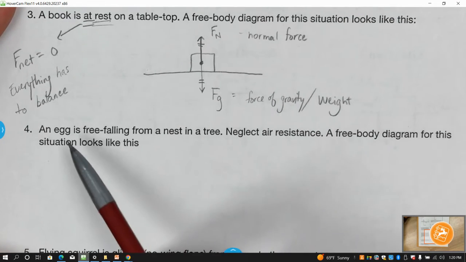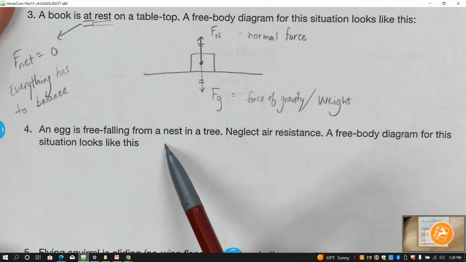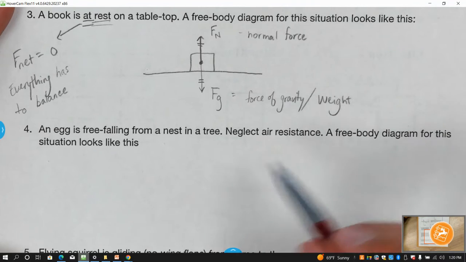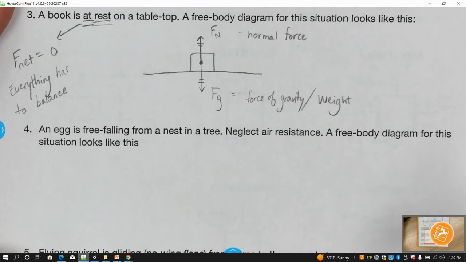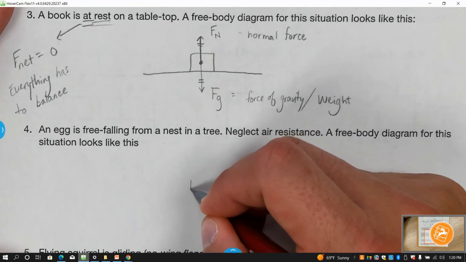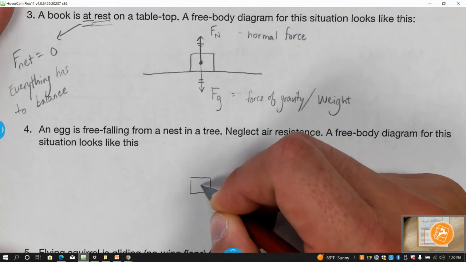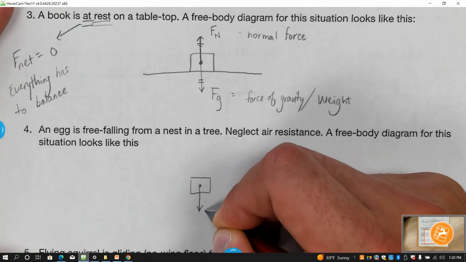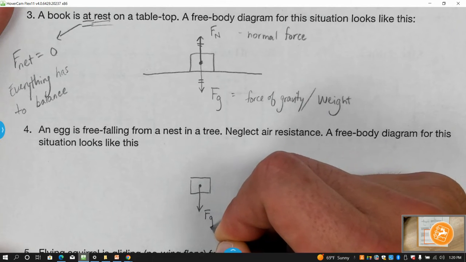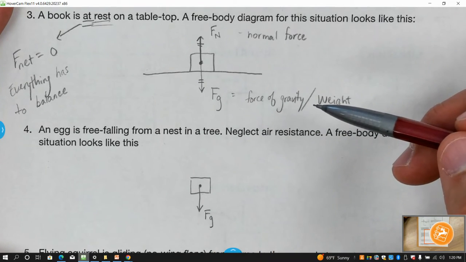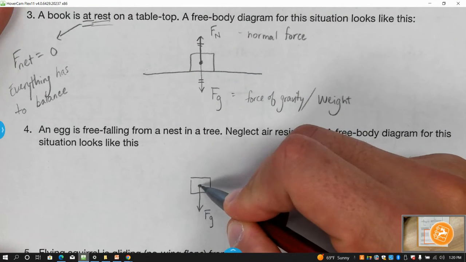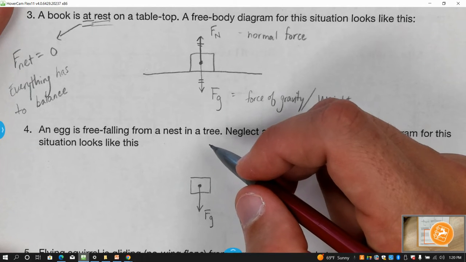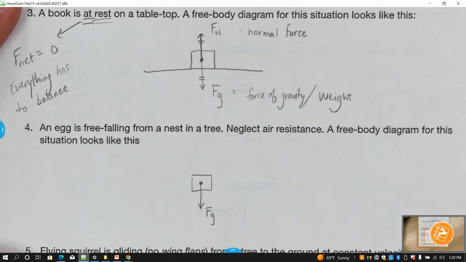Now, number 4 says an egg is free falling from a nest out of a tree. Neglect air resistance, so we're basically in a vacuum. Draw a free body diagram for this situation. So this square represents our egg. The egg obviously has mass, so it has weight: force of gravity, gravitational force pulling it downward, F sub g. But if there's no air resistance, is there anything going upwards against it? No, there's not. So this is the only thing that you would see.